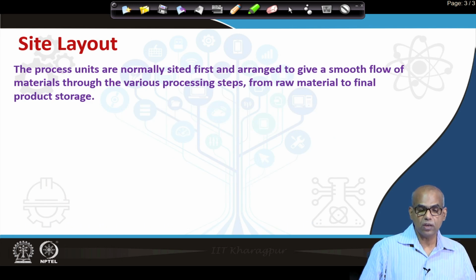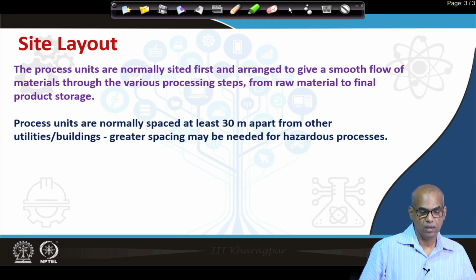The process units are normally sited first and arranged to give a smooth flow of materials through the various processing steps from raw material to final finished product storage. Process units are normally spaced at least 30 meters apart from other utilities or buildings. Greater spacing may be needed for hazardous processes.